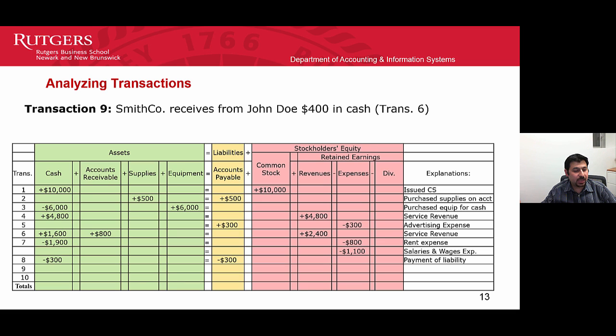Now John Doe is paying back part of their debt to Smithco, and this is why we have here the cash account of Smithco will increase by $400, and their accounts receivable, this is how much money their customers owe Smithco, it decreases by $400. Basically, John Doe used to owe them $800. Now they owe Smithco only $400. And this is collection of accounts receivable.